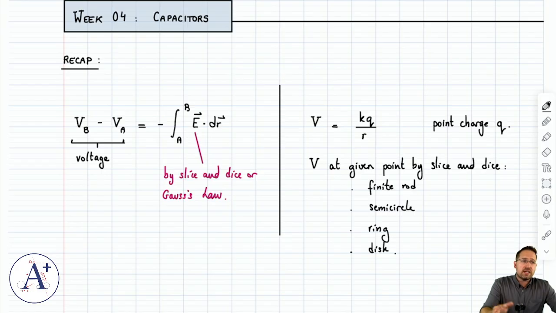Okay. By the way, when we did E for slice and dice, same thing, right? E, by slice and dice, is for the finite rod, the semicircle, the ring, and the disk. Okay, it's just a little different because E is an electric field, so it's a vector, it has components. V is electric potential, is just a number, so it's a little nicer. But the method is the same in both cases, and the shapes that work with slice and dice are the same in both cases. And that's all in the lecture notes, if you care to have a look at those.